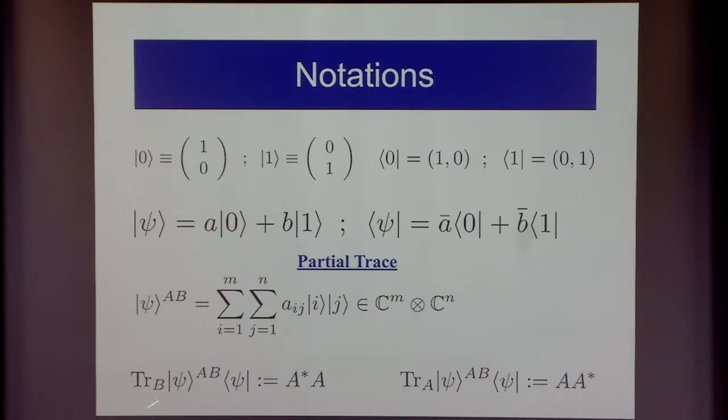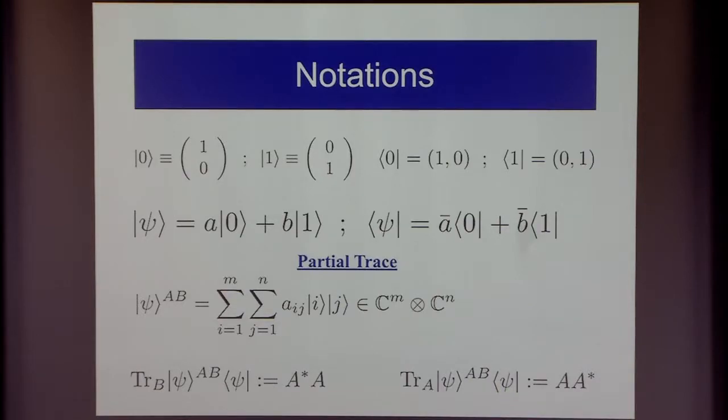For example, if I'm tracing over Bob's system, what it does to this vector is make it into a matrix, and the matrix is called the reduced density matrix. It's just A star A, where A is not Alice. Sorry, I realize I'm using A here. This A is this matrix here, Aij. So this is the density matrix.